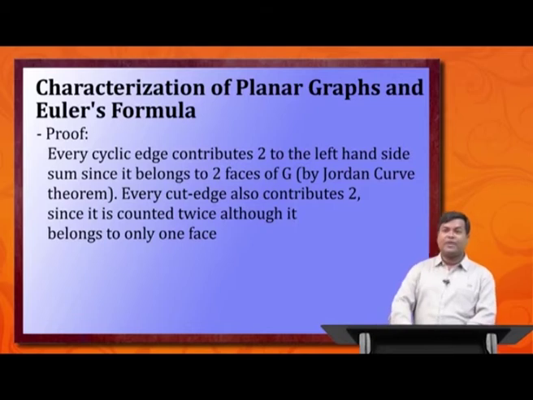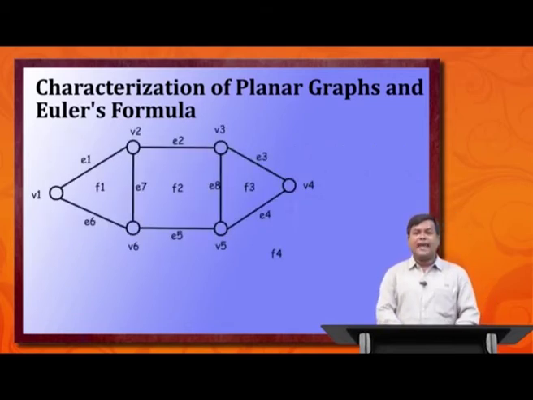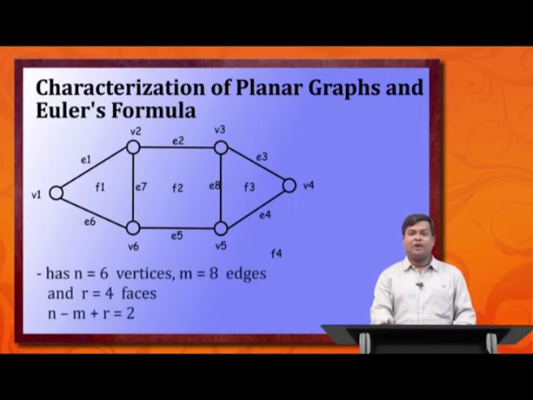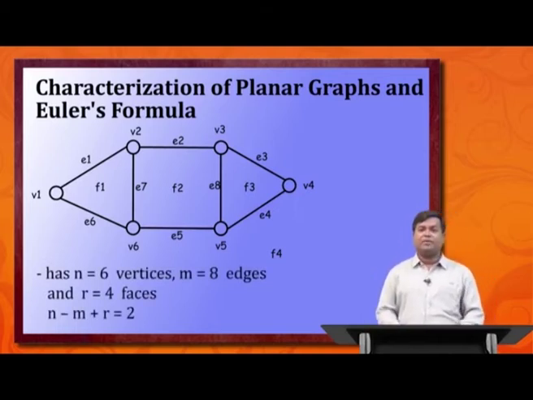Now let's have a few more examples. So let's have a graph G. Now this graph has many vertices, edges and faces. What we found, it has n equals 6 vertices, v1 to v6, and m is 8 edges, e1 to e8, and r is 4 faces, f1, f2, f3, and the exterior region f4. Now if we check this formula, n minus m plus r, 6 minus 8 plus 4, this will give us 2.